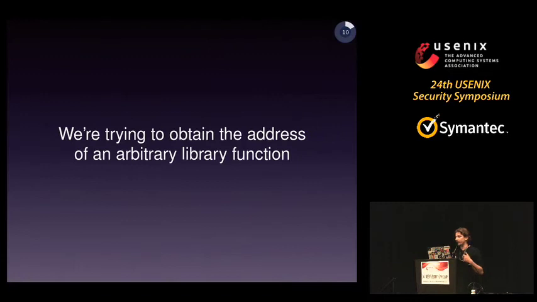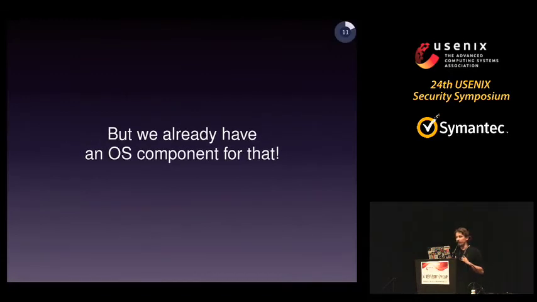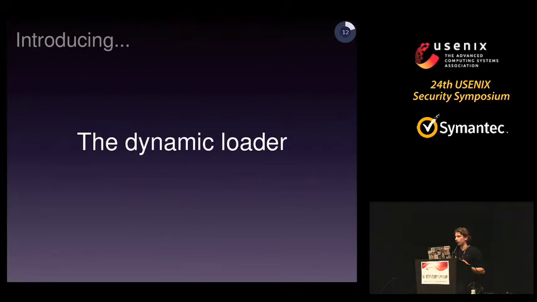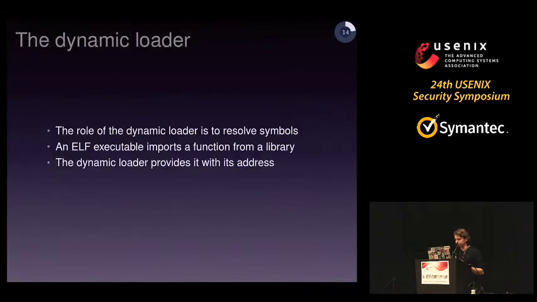What we want to do is get the address of an arbitrary function, obtain its address. But if you think, well, we already have an operating system component which does that, and that's just the dynamic loader. So let's try to look into the dynamic loader a bit. The role of the dynamic loader is taking an ELF binary, going through all the imported functions and getting their addresses from the dynamic libraries that have been loaded in memory.